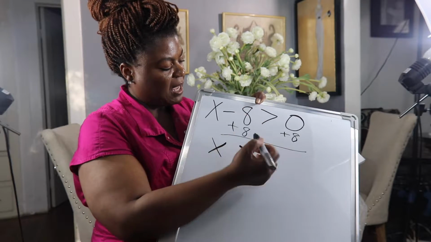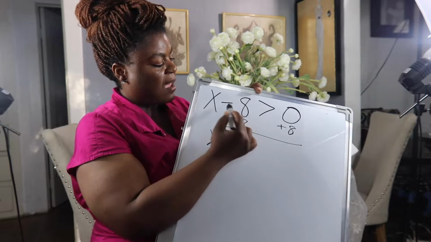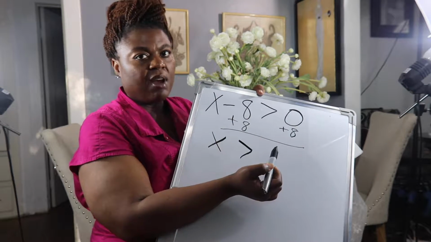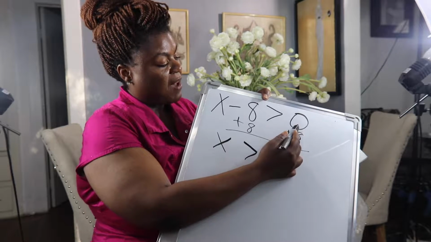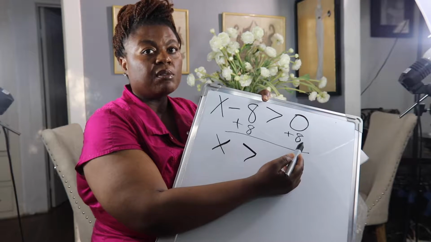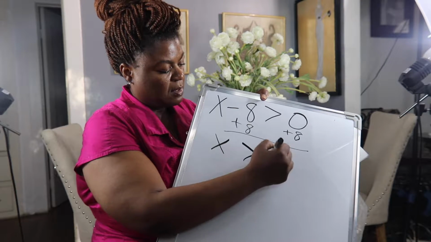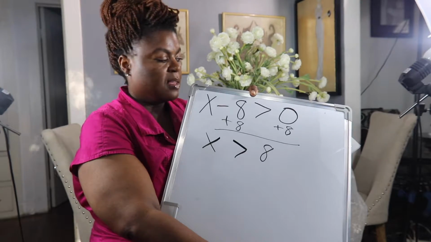On this side, it became 0 because if I have $8, but I owe you $8, I don't have any money, okay? So over here, if I have $0 and you give me $8, well, now I have $8. So we have x is greater than 8.